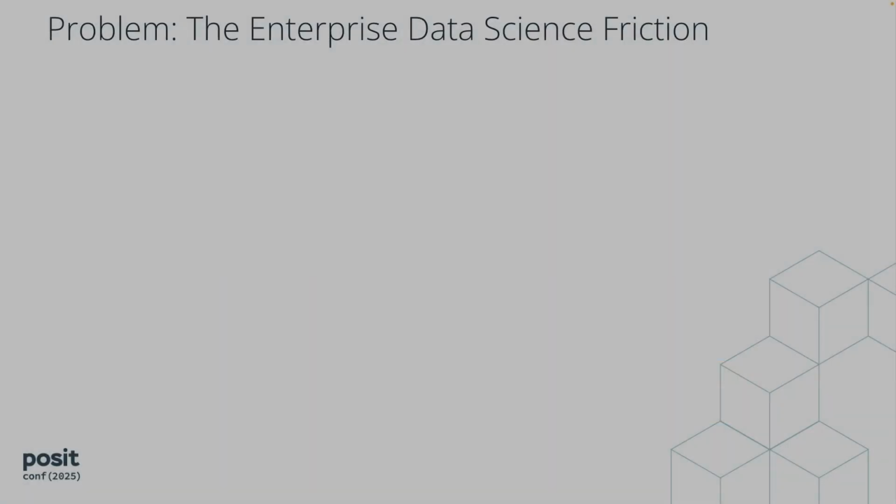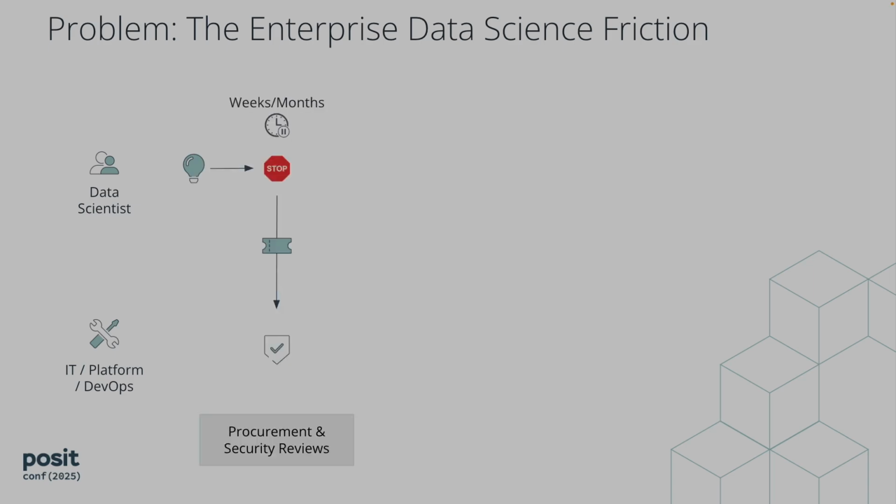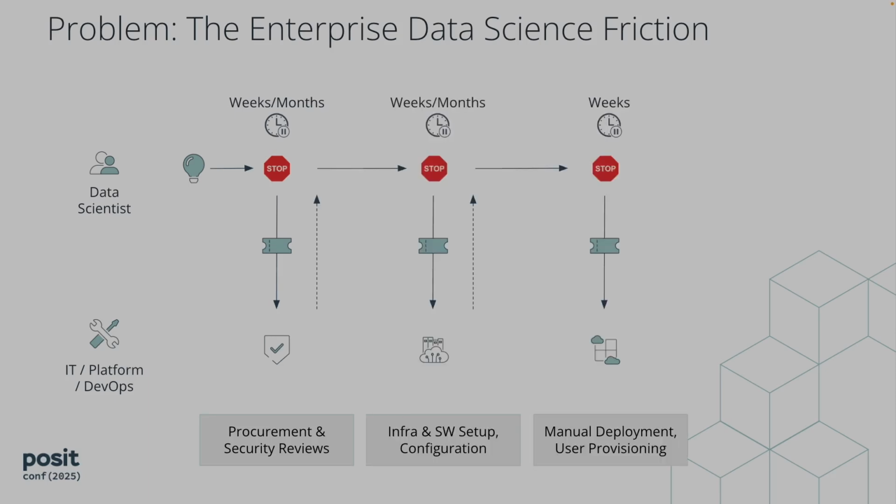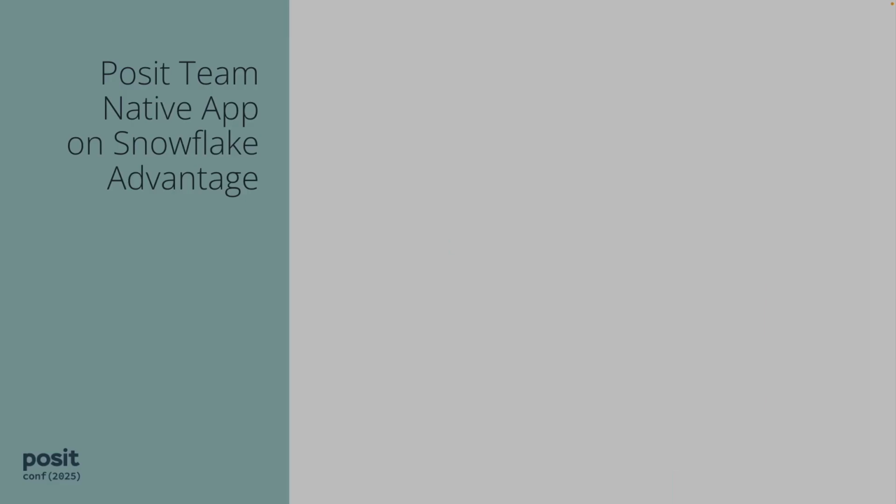The goal of data science is to turn data into value fast. But in traditional enterprise data science, we see a friction between the agility that the data scientists need and the complexity of the enterprise, which leads to a start, stop, and wait pattern, which kills momentum. This could be waiting for procurement, security reviews, infrastructure, or deployment, and perhaps always being stuck on outdated tools. The Posit Team Native app is designed to solve this.